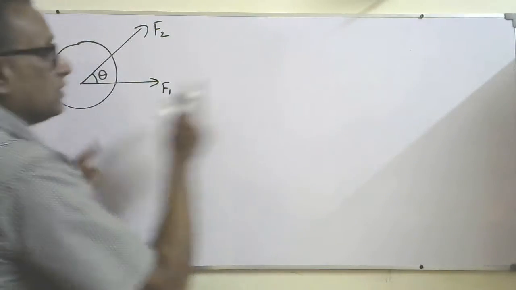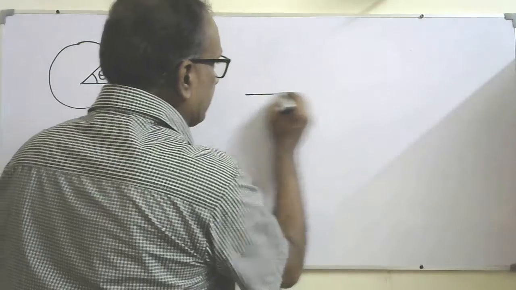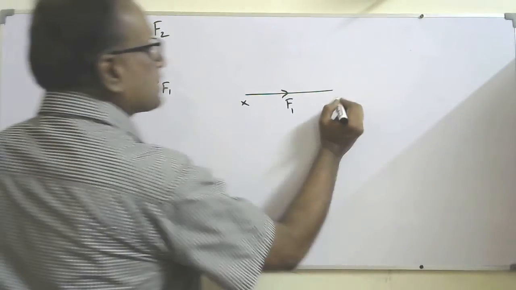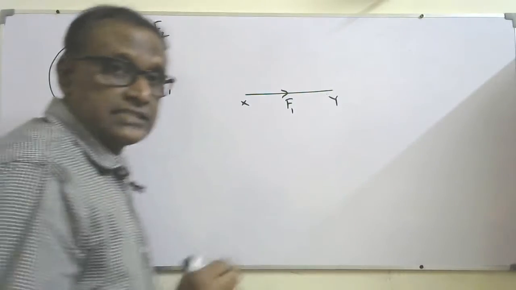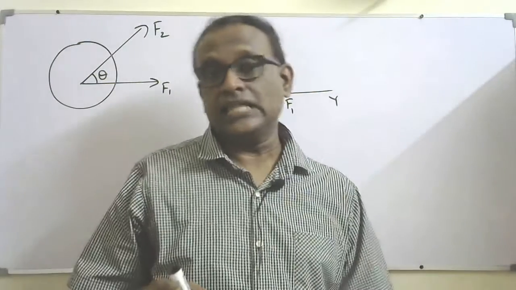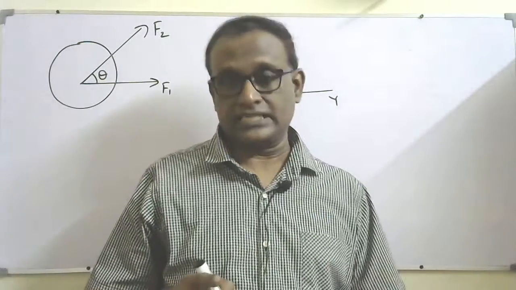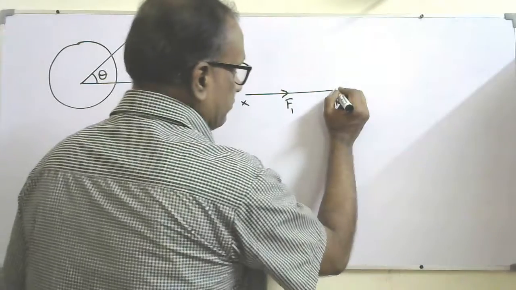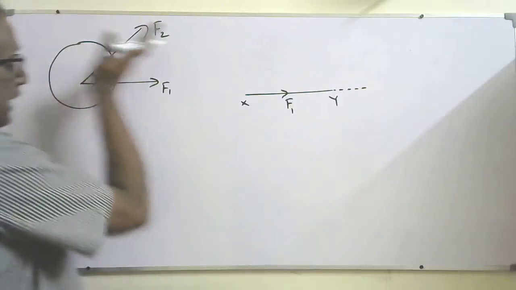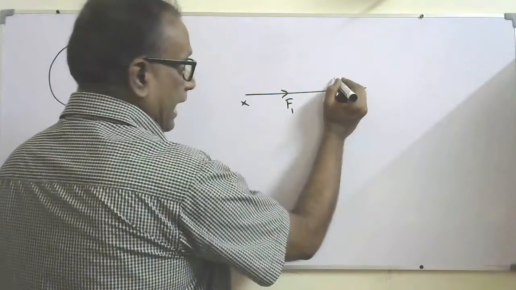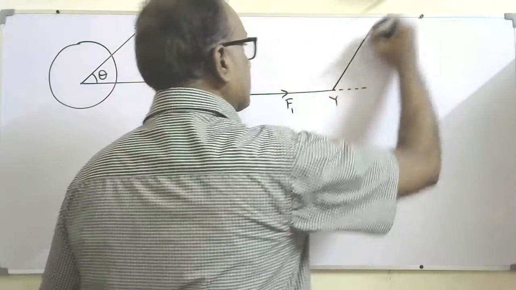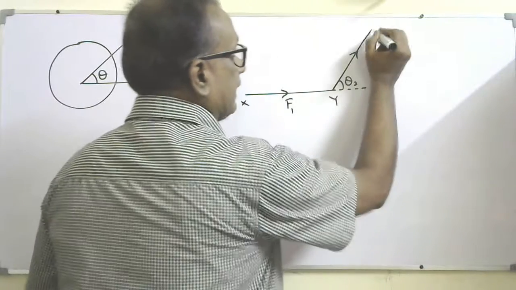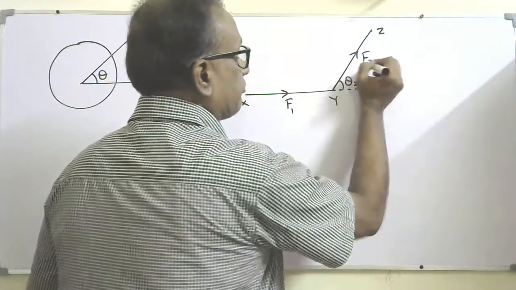So F1 can be shown by a straight line with an arrow according to a scale. I name the line XY. The vector addition rule says the second vector, the second line, should be started from the end of the first line. So I should start the second line F2 from the end of the first line. I should draw a line parallel to this one, which means I should measure angle theta and draw a straight line according to the same scale, and name this Z. This represents F2.